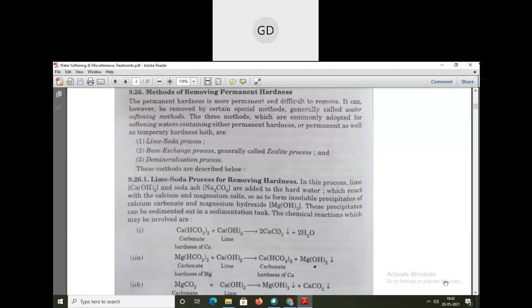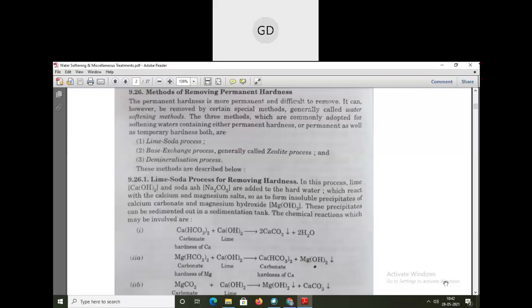There are some methods to remove the permanent hardness, which are: number one is the lime soda process, number two is the zeolite process, or you can also say the base exchange process, and number three is demineralization. Okay, from here, number one and number two are important. You can study number one and number two, okay?